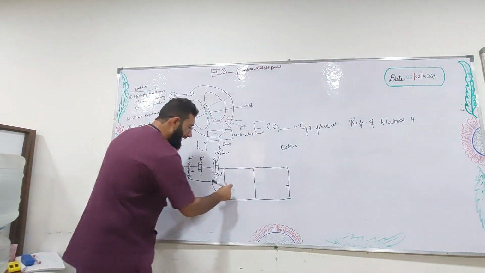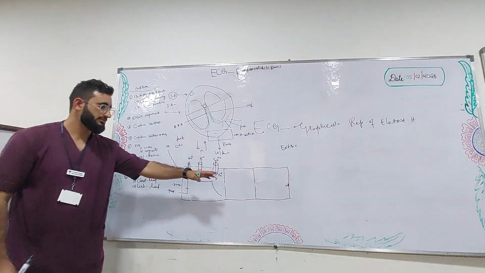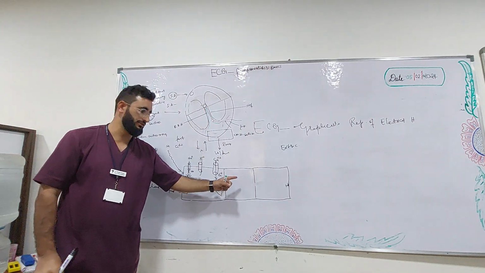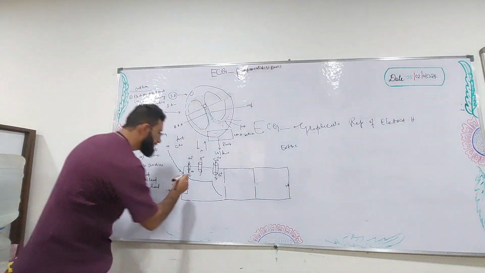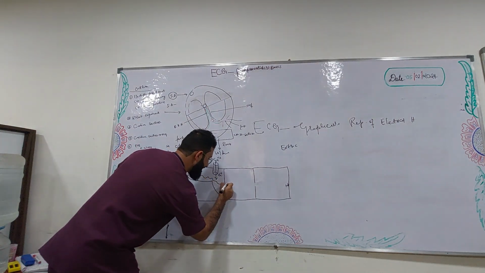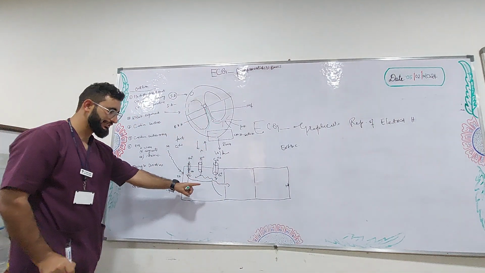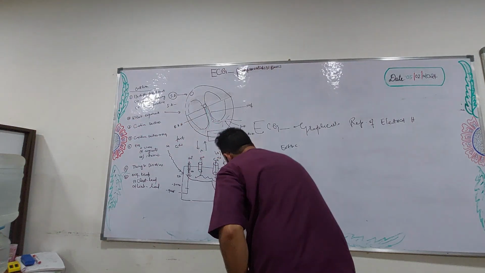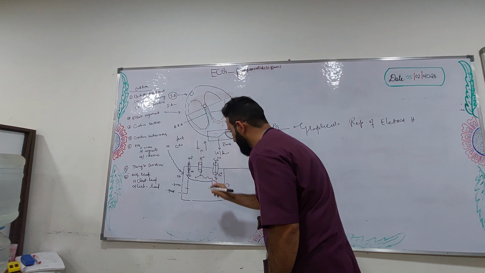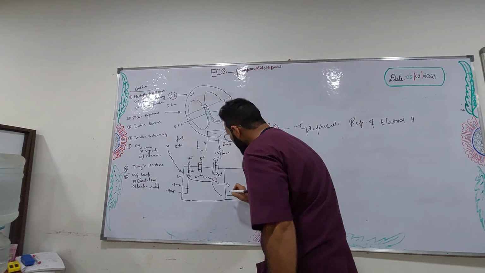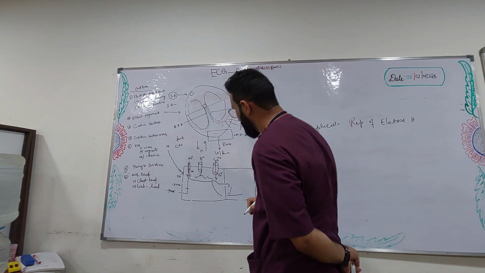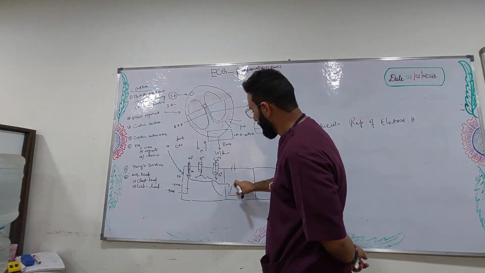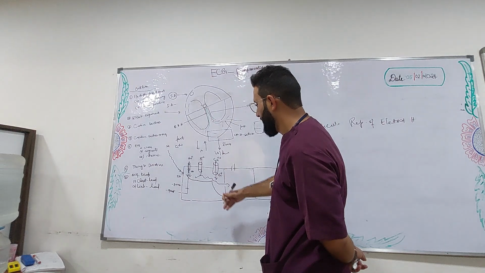And these myocardial cells are connected to each other via gap junctions. Some of the sodium will leak through these gap junctions, and they will raise the resting membrane potential up to threshold potential. Again, this cascade will go on. When there is threshold potential, the sodium channel will open.